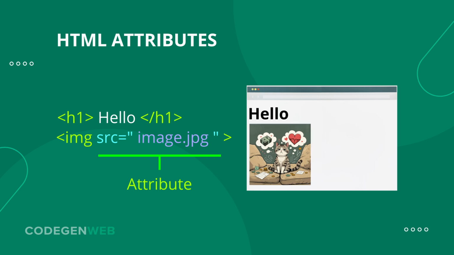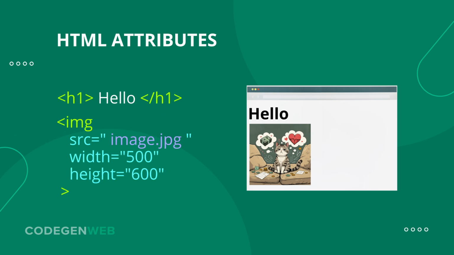This is how attributes work. They provide additional information that makes the element functional. We can also adjust things like the size of the image by using the width and height attributes. Now you understand the basics of HTML attributes and how they work.